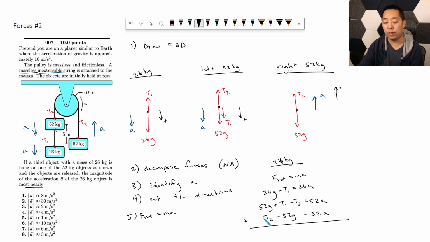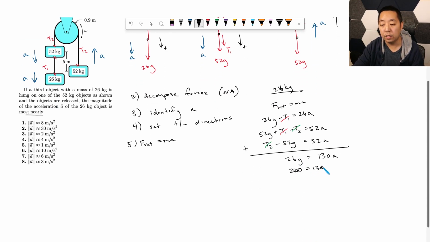Now, when you set it up this way, one thing that's nice is you have a system of equations, but if you add these three equations together, the minus T1 and plus T1 will cancel, and the minus T2 and plus T2 will cancel, and you can add these up. 26 plus 26, 52 minus 52 is 26g, and then this is 52, 104, I don't know, I'll just use a calculator, it's not a math class, 130a. And if you use g of 10, that's 260 equal to 130a, and so a is equal to 2 meters per second squared.